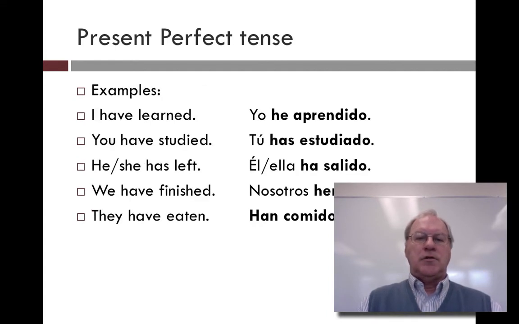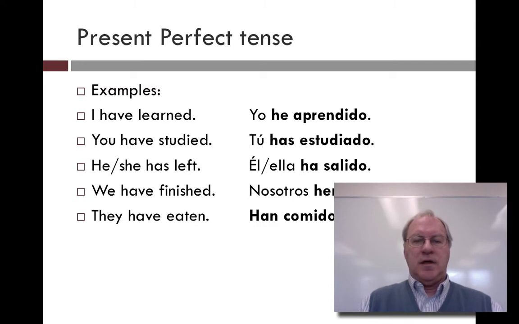Examples. In English and in Spanish, I have learned becomes he aprendido. The past participle for aprender, an ER verb, is aprendido: he aprendido, I have learned. And you can use the yo, or you don't have to in Spanish, because we know that the he refers to yo. You have studied, tú has estudiado. Has estudiado is the present perfect tense, and of course, again, you don't really need the tú. You can use it, or you might not, depending.